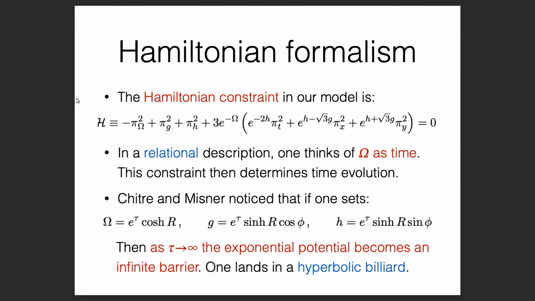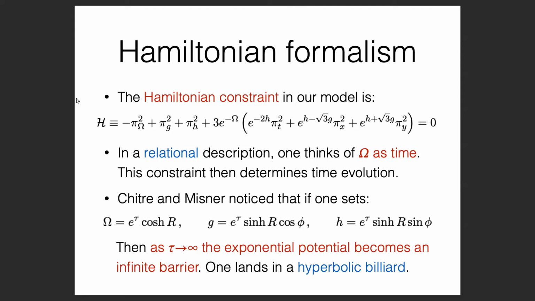So the way you can think about this is you're going to think of it relationally. There's no preferred time, so I pick a clock. I say, I'm going to think of the volume of space, the spatial volume as the clock. And I ask the question, what is the shape of the universe at a given volume of the universe, right? And so I think of the volume as the clock. And so I'm going to think of omega as time. That means that pi of h is the Hamiltonian that generates translations in omega, right? It generates shifts to the universe.